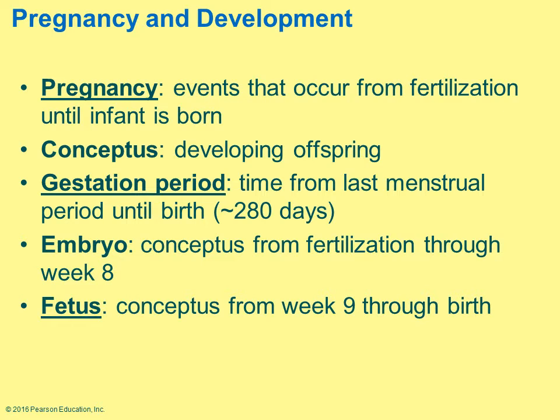The gestation period is roughly 280 days. It's the time from the last menstrual period until birth. The embryo is the term that we use to refer to this developing offspring from fertilization through week 8, and then from week 9 through birth we refer to as a fetus. Part of the reason for the change in the term there is pretty much all of the organs are formed after week 8 and then just grow in size and mature in development, preparing for the birth. But everything is pretty much formed and working after week 8.